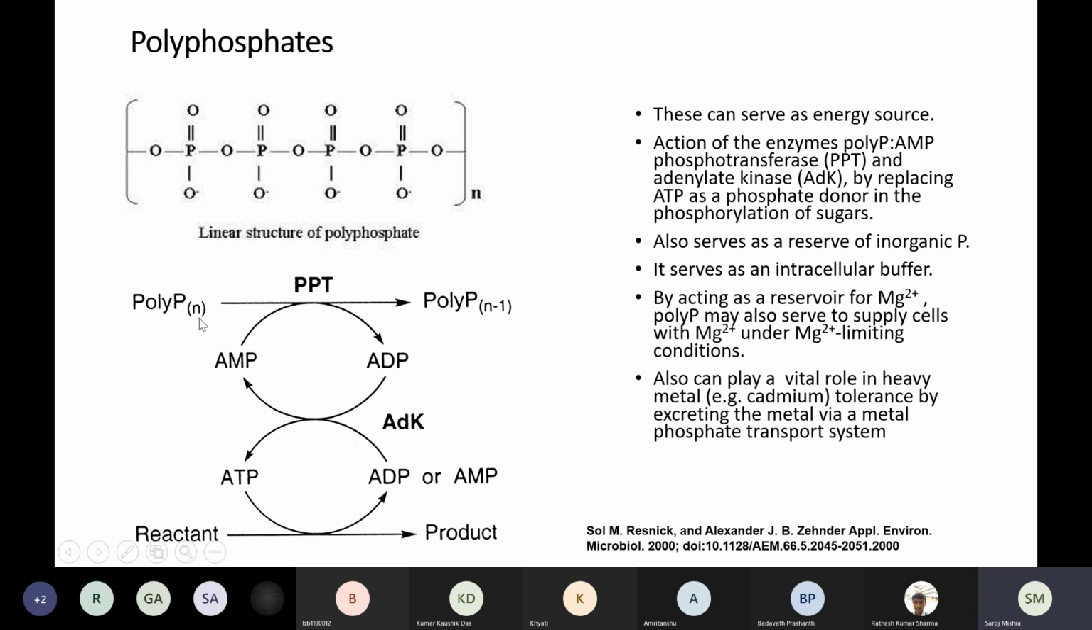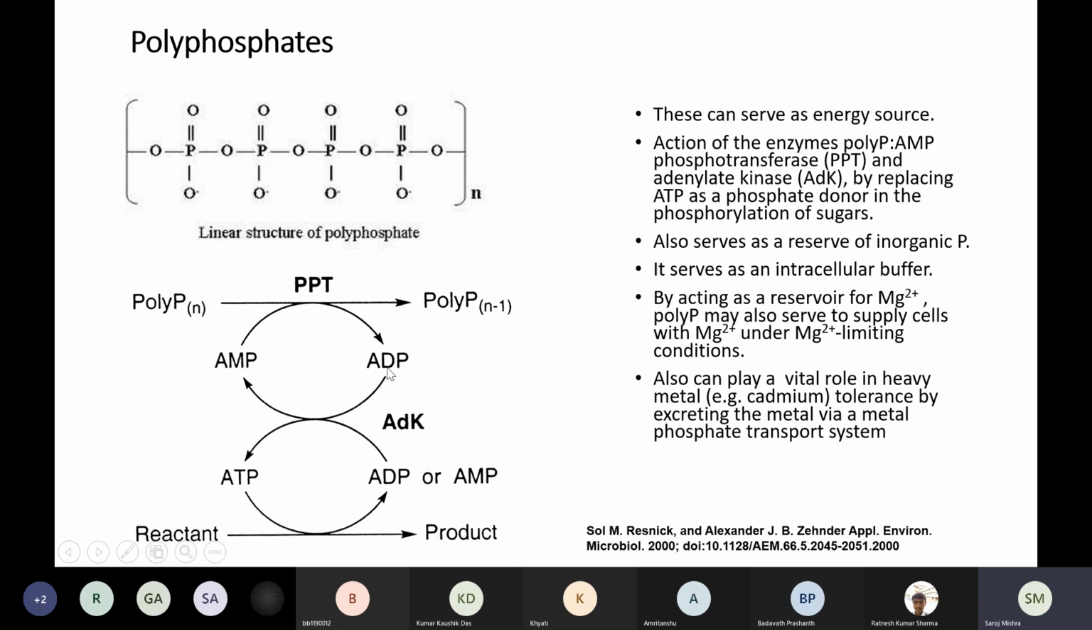So you had N, and now a phosphate is removed, so this becomes N minus 1, and that phosphate is used to couple AMP, adenosine monophosphate, which gets converted into adenosine diphosphate. The phosphate which you have removed from here is added to adenosine monophosphate to give rise to adenosine diphosphate. The second enzyme, called ADK, or adenylate kinase, as shown in the slide, can be used now to couple.